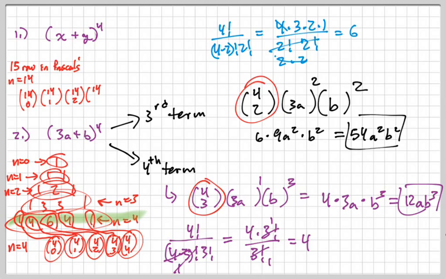This is how you would find each term. When do I stop doing this? Until you get to 14 choose 14. How many numbers would be in the 15th row of Pascal's triangle? 15. Fifth row, 5 numbers. 15th row, it'd be 15 numbers.